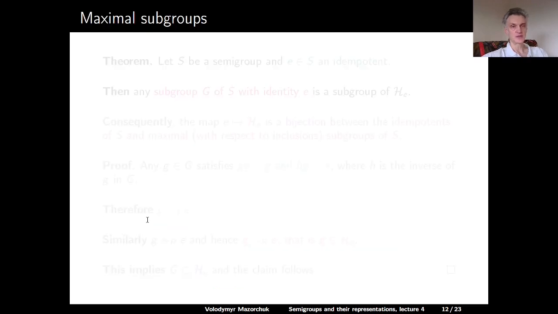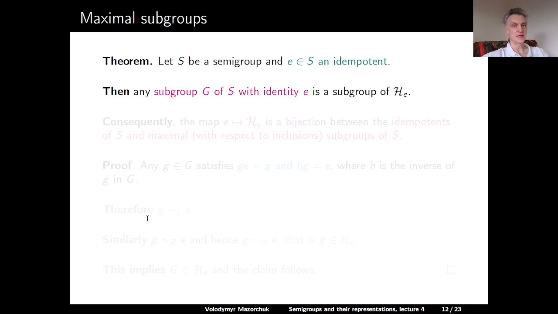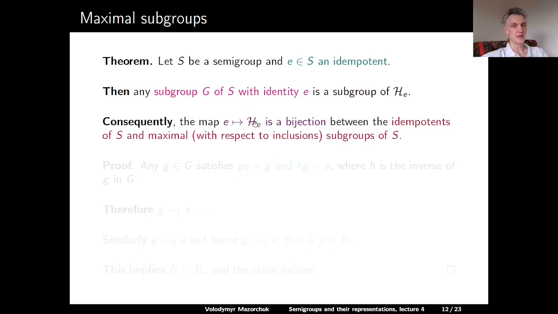Now we can use this to describe or to classify maximal subgroups in any semigroup. Theorem: let S be a semigroup and E in S an idempotent. Then any subgroup G of S which has this idempotent E as the identity is in fact a subgroup of the H class of E. Consequently, the map which sends E to its H class is a bijection between the idempotents of S and all maximal with respect to inclusion subgroups of S.